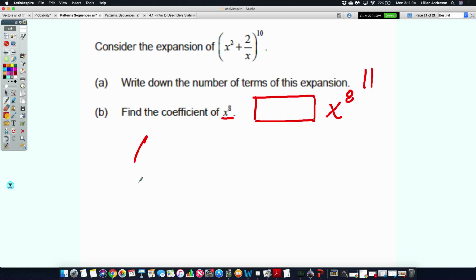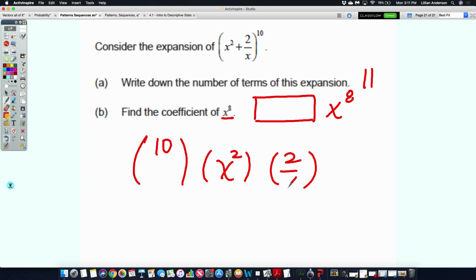So you know that you're going to need to set up your parentheses, with 10 being there, x squared in the middle, and then 2 over x. So it really is more a matter of what your exponents are. Now you can do trial and error: is it 10, 0, 9, 1, 8, 2, until you figure out which one will give you x to the 8th using your laws of exponents. But that could take time. I mean, granted, 10 is a small number, but what if it's larger?